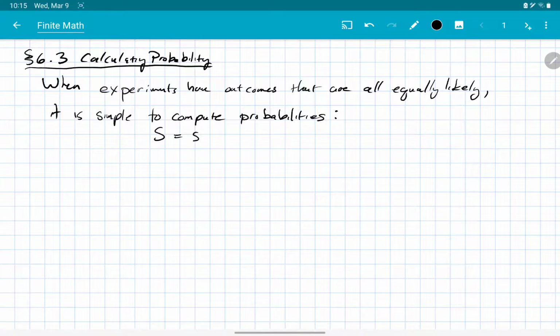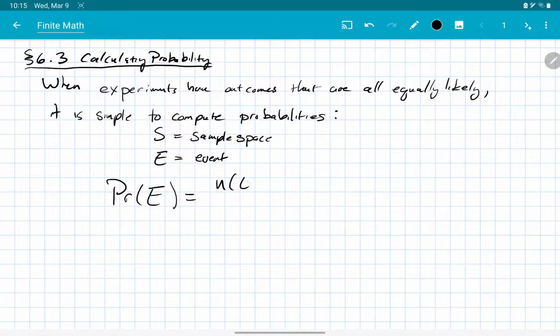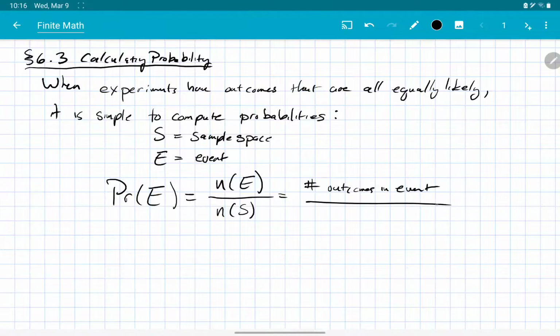If S is the total sample space, so that's all possible outcomes, and E is one particular event, which is some collection of possible outcomes, maybe not all of them, some number of the possible outcomes, then to find the probability of the event, you simply take the number of things in the event and divide by the number of total things in the sample size. This is the number of outcomes in the event divided by the number of total outcomes.